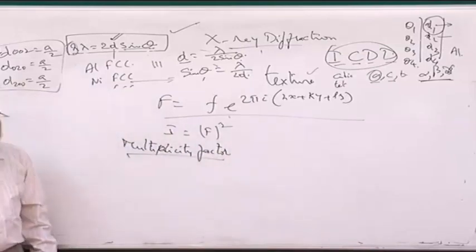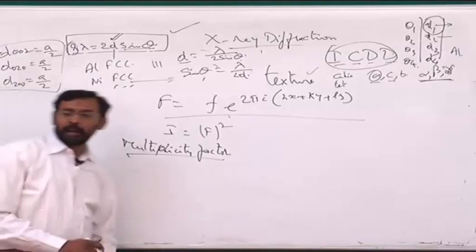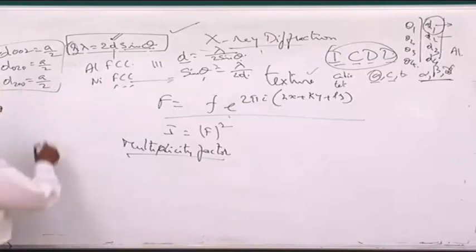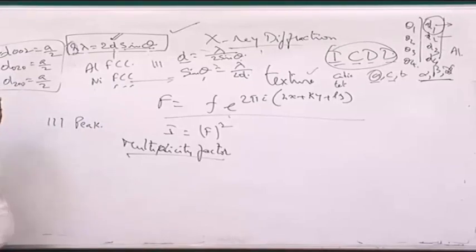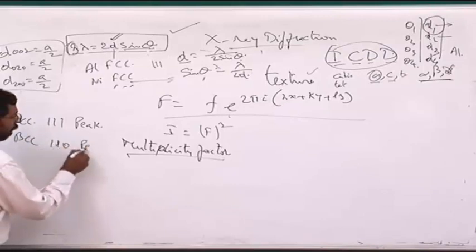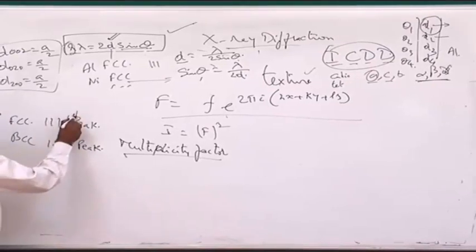What is this multiplicity factor? Multiplicity factor tells you that, for example, if I take FCC, the 111 peak is the first peak. This is for FCC. What is the BCC? BCC 110 peak is the first peak, right? This is the first peak here.